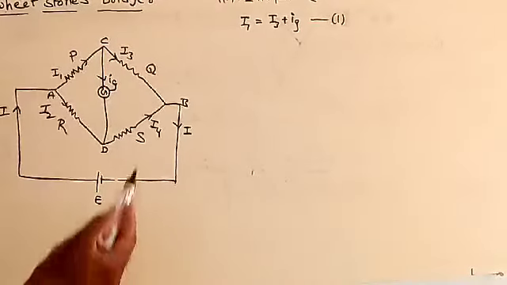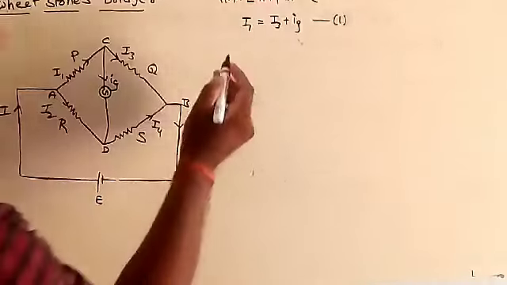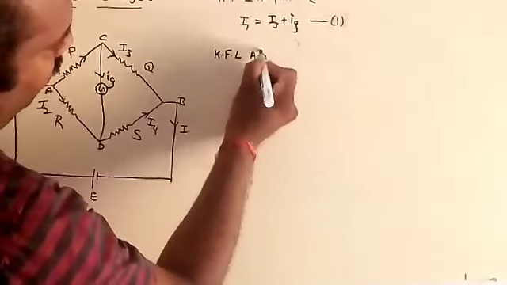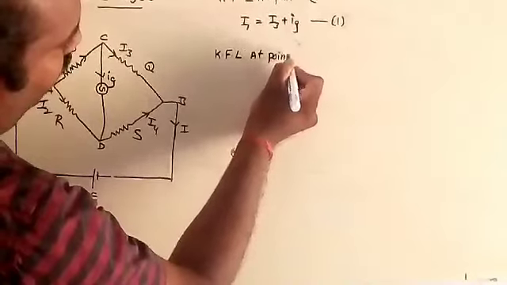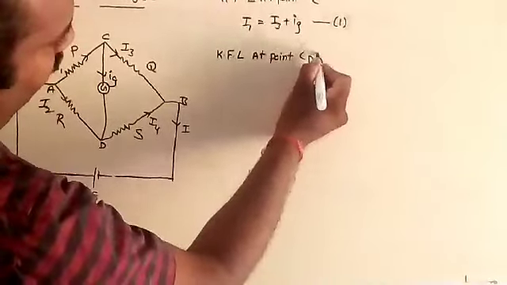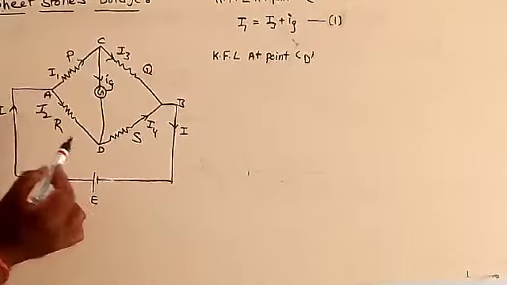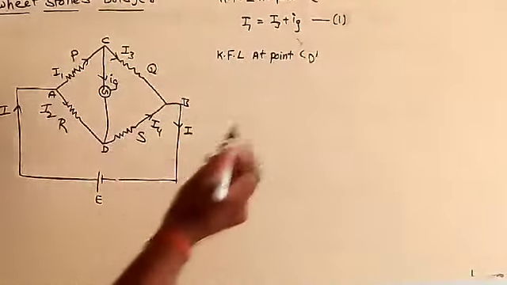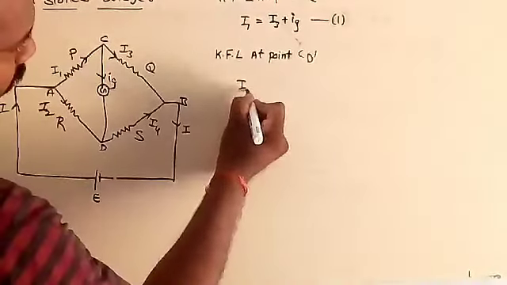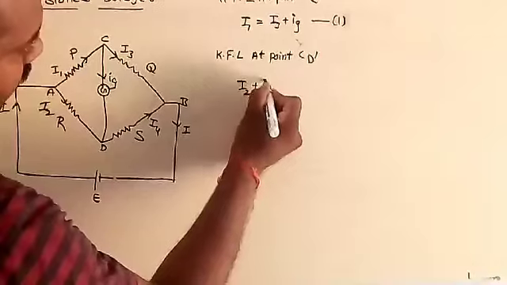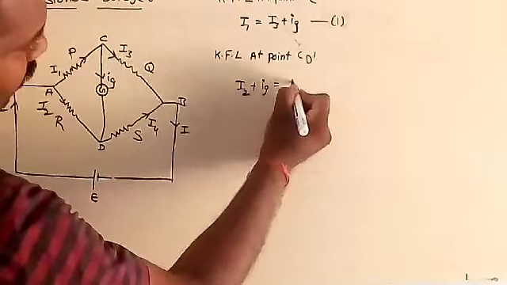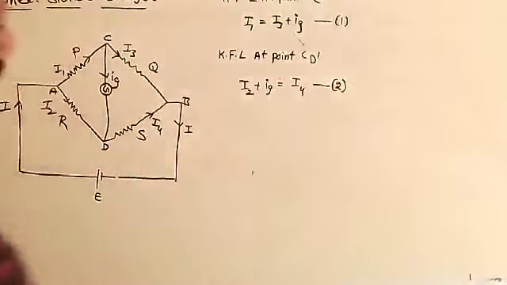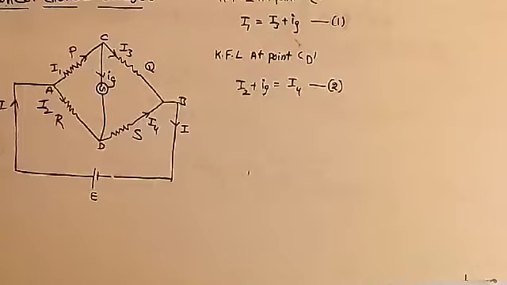Similarly, I can apply Kirchhoff's first law at point D. At point D, I2 and IG are both entering and I4 is leaving. I2 plus IG is equal to I4. This I can take as equation 2.